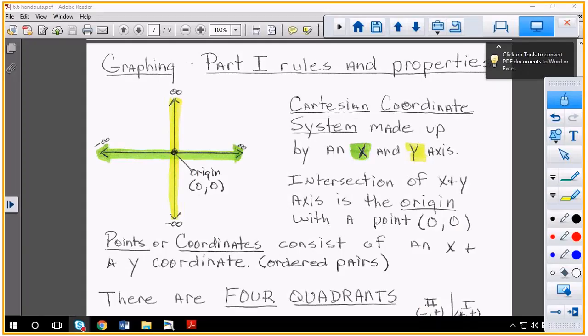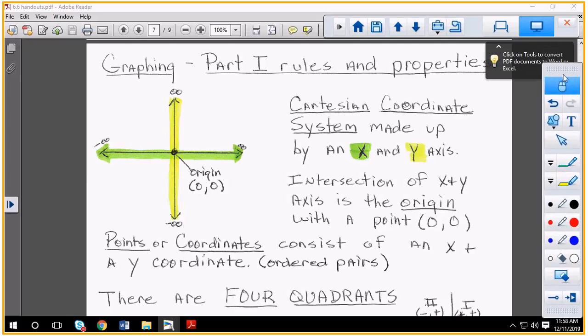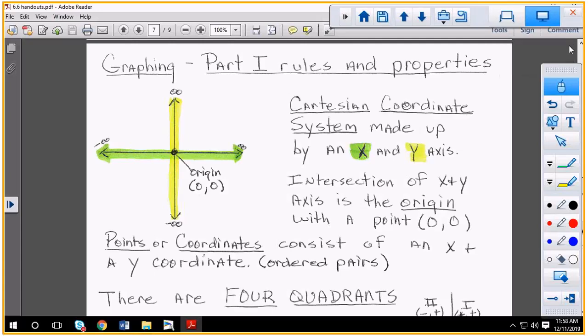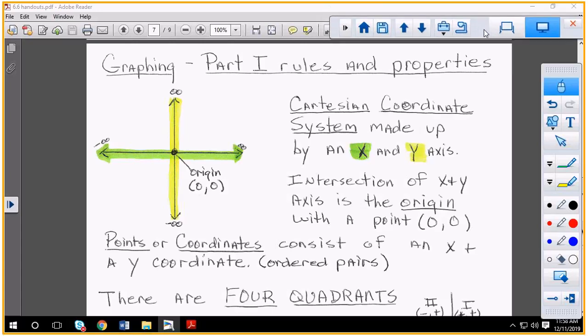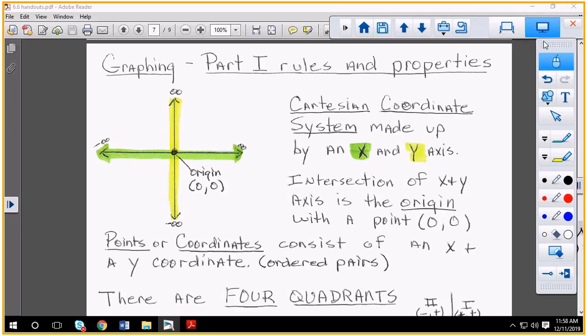Okay, I'm back, and we were going over the first part of our graphing rules. I was telling you that these equations usually will have an x and a y, and that's for you to know the difference between a regular equation and a linear equation.